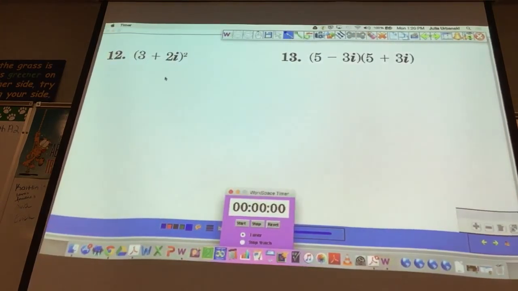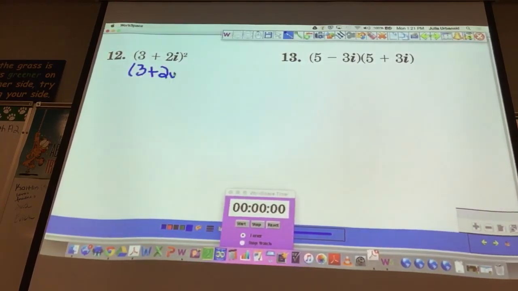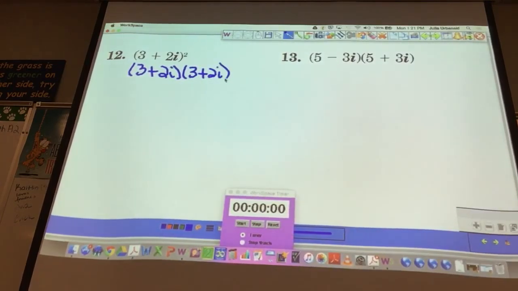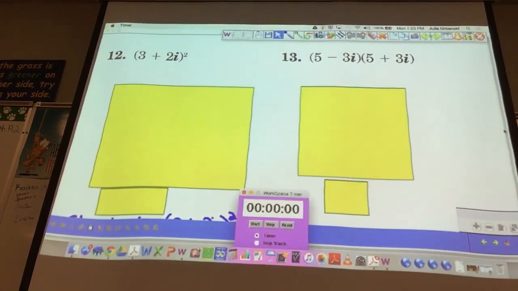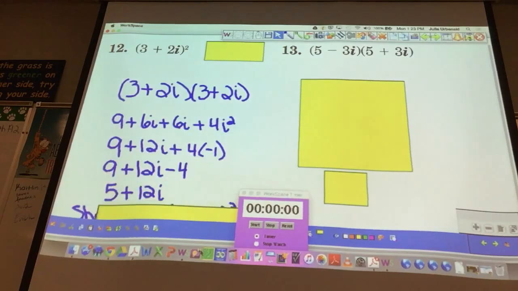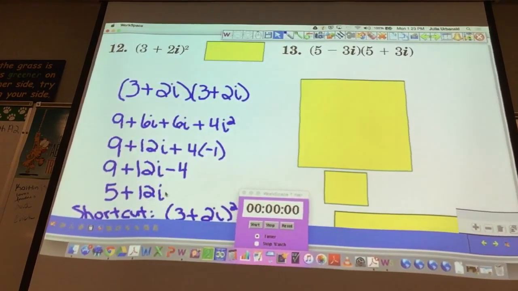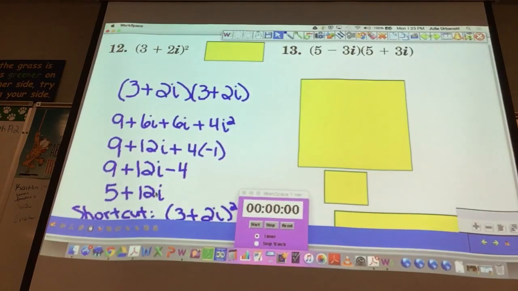What are you going to do with this one? There's a shortcut, but most of us didn't memorize that very well. What can you really do? Yep. This is what you meant, right? Okay, good. Do that then, because it's squared, it's times itself. What did you get? 5 plus 12i. Raise your hand if you have a question or a problem with that one. 5 plus 12i.